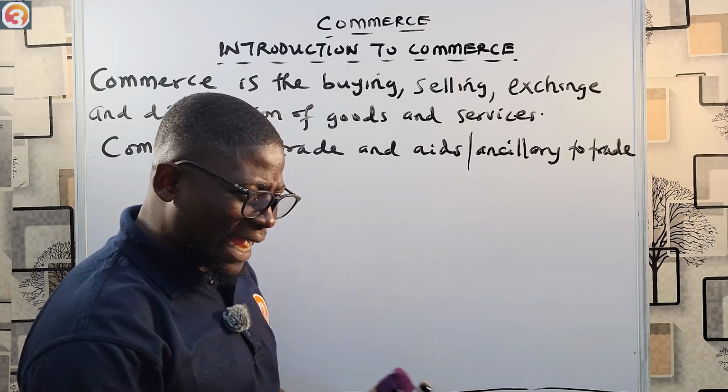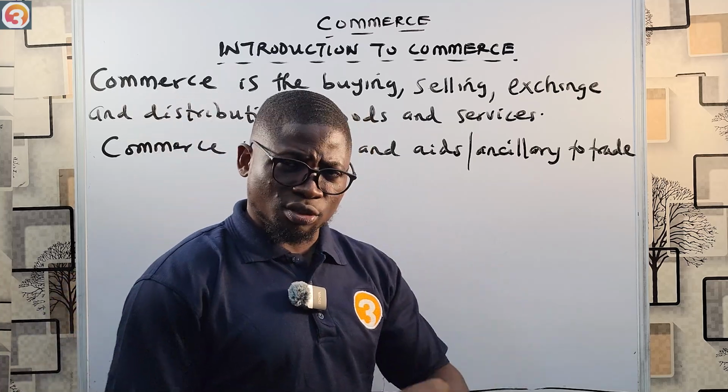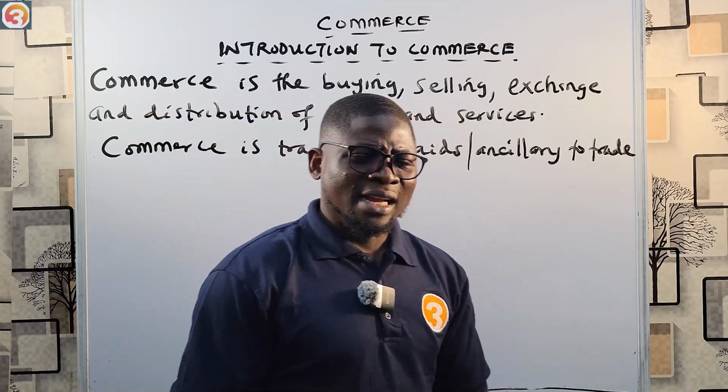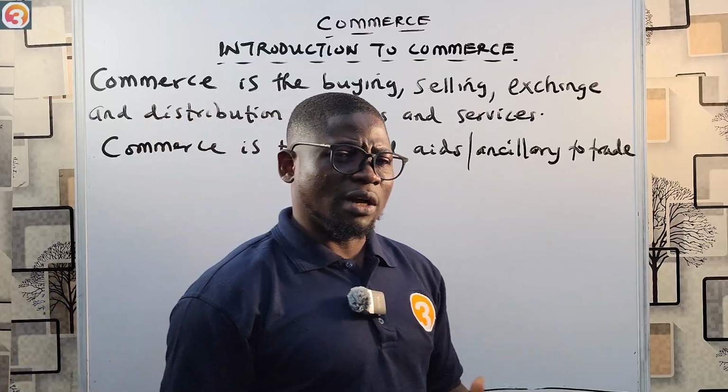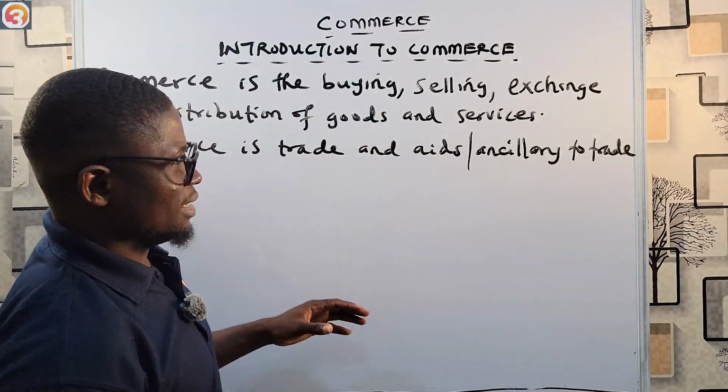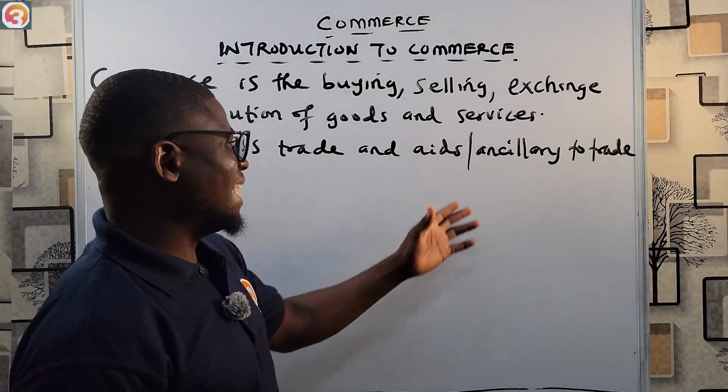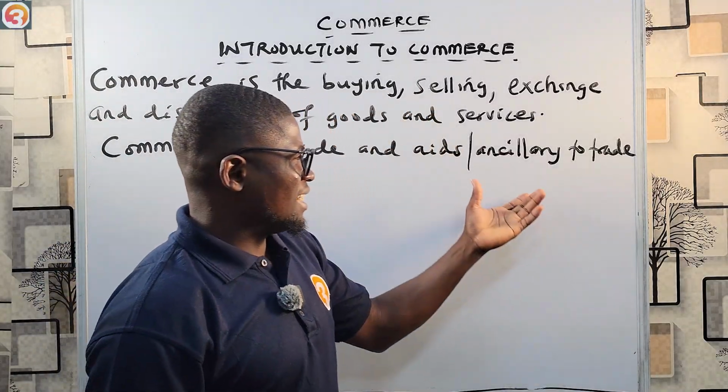So commerce is what? Buying. So you bought something, then you sold, from this example I gave, and then you exchange goods and services. That is what commerce is. So we say commerce is trade and aids to trade, or ancillary to trade.